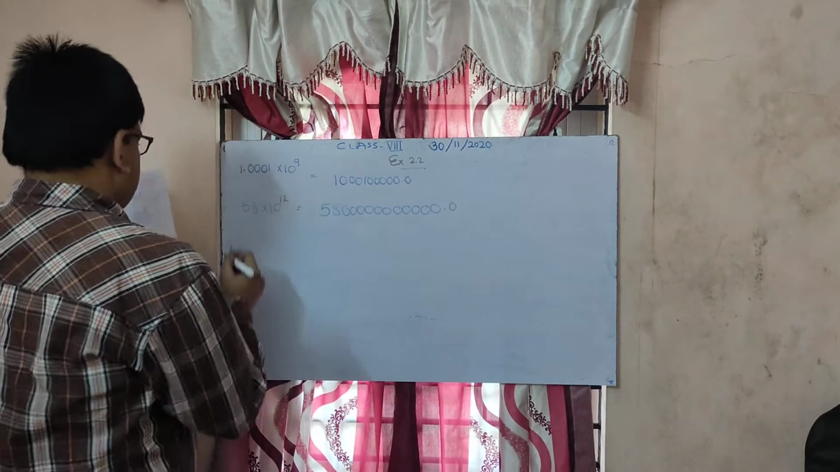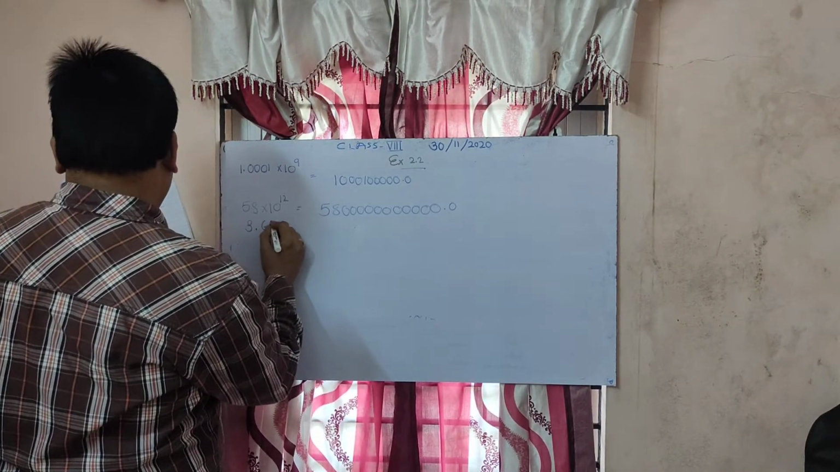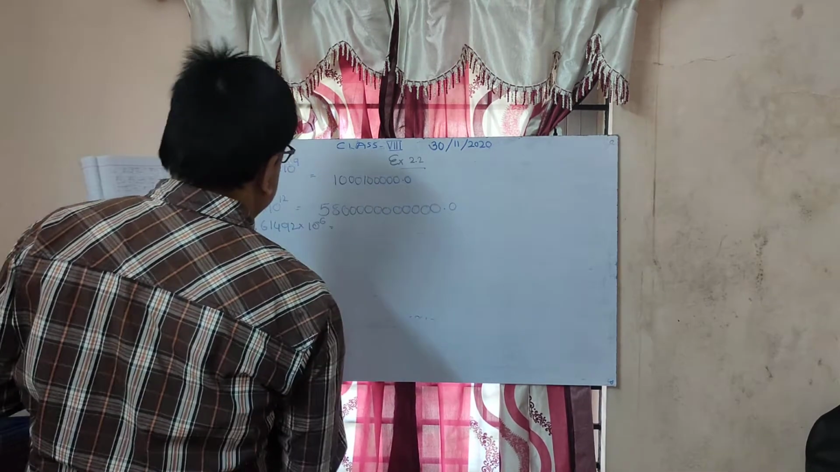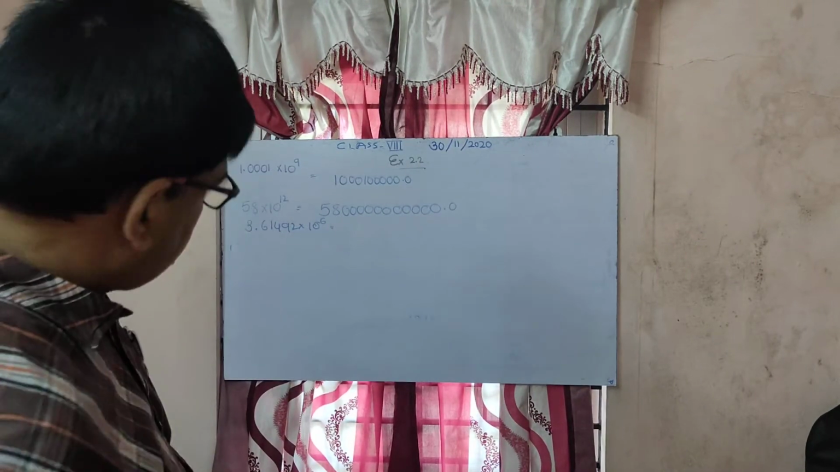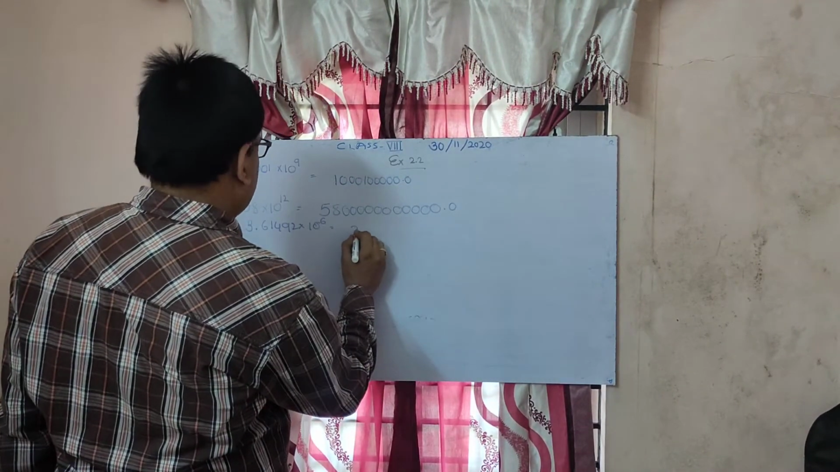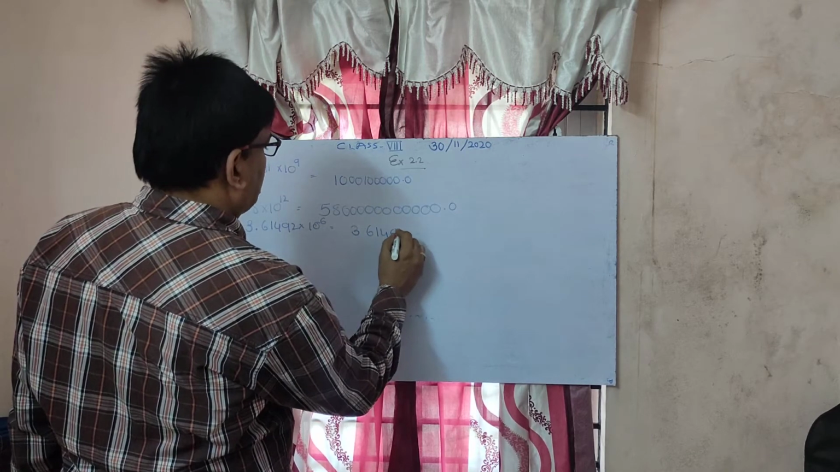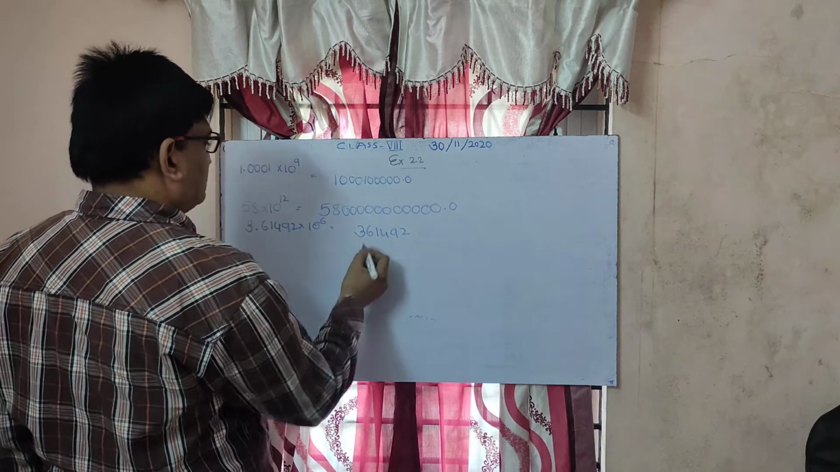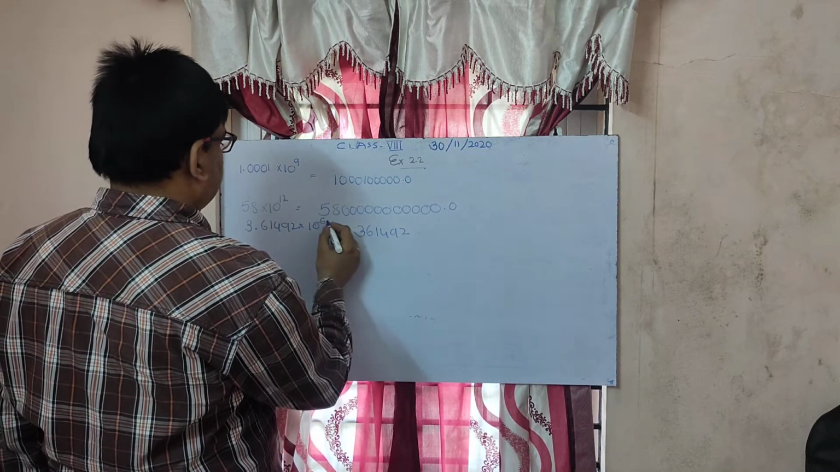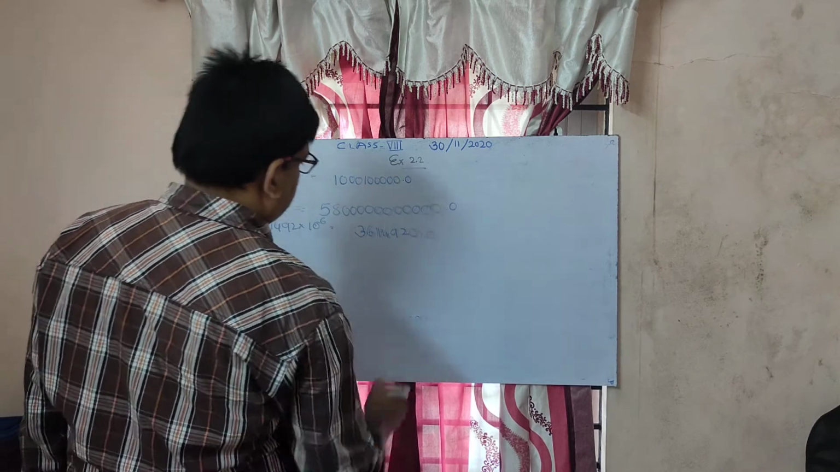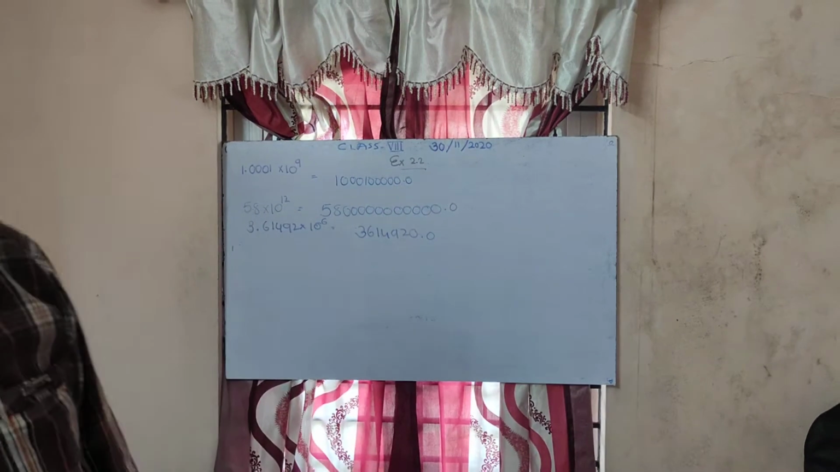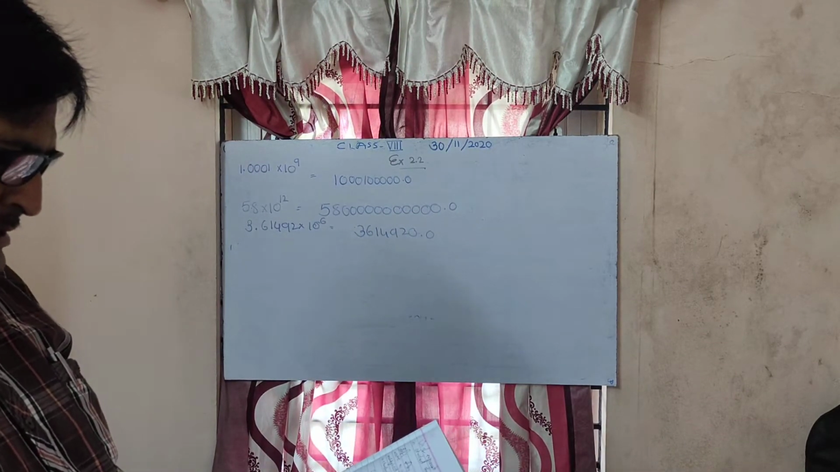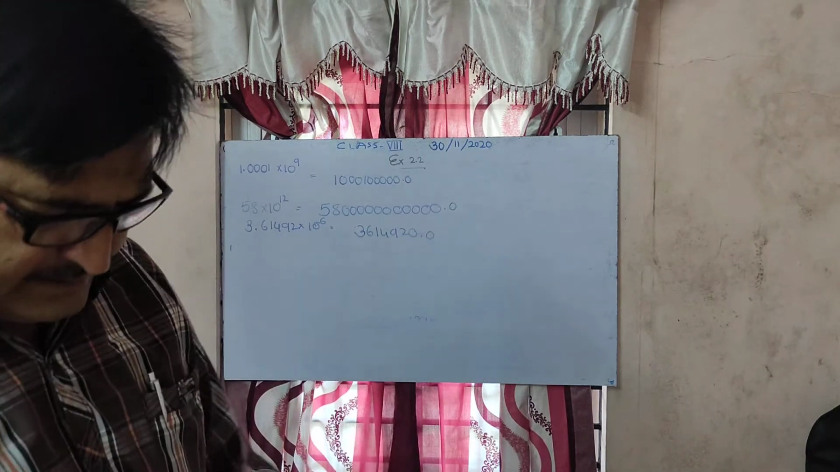Last one, 3.61492 into 10 to the power 6. First write the number whatever is given, 3.61492. Now the point is here, now count. 1, 2, 3, 4, 5, 6. That's it. So this is how the example will be done.